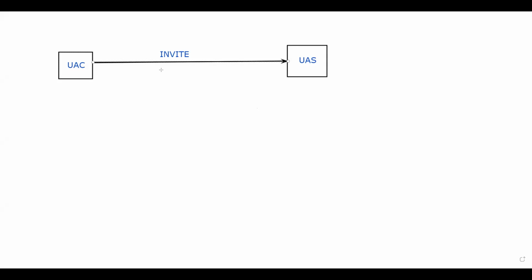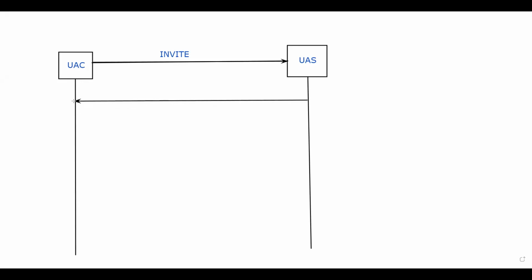Let me give you a brief overview of how one SIP call works. The first message is this one, INVITE, going from user agent client to user agent server, and let me draw a line here so that it will be easy for you to understand. Okay, so the INVITE message went from user agent client to user agent server. And after that, what will you get? The user agent server will send you a response. That response would be a 1xx response, right?